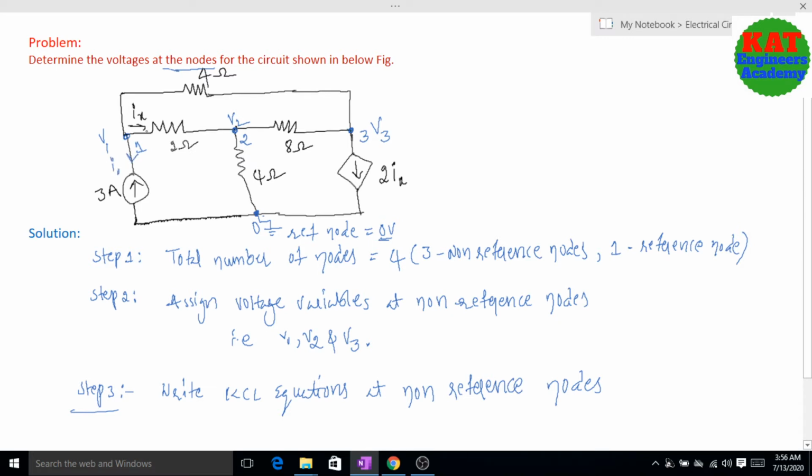Next, they have already given Ix, so no need to consider it, this one is Ix. Next, in this path with the 4 ohms, you have to consider one more current direction, which you can consider as I2. Now finally at the first node we have 3 branches. The first branch, the current flowing in it, is I1.